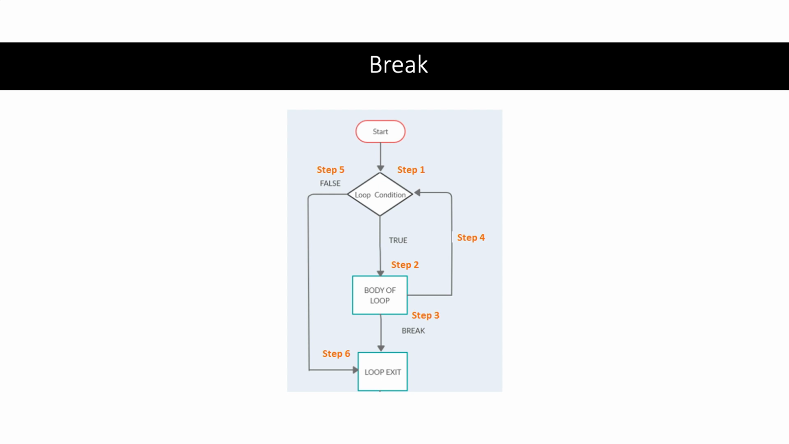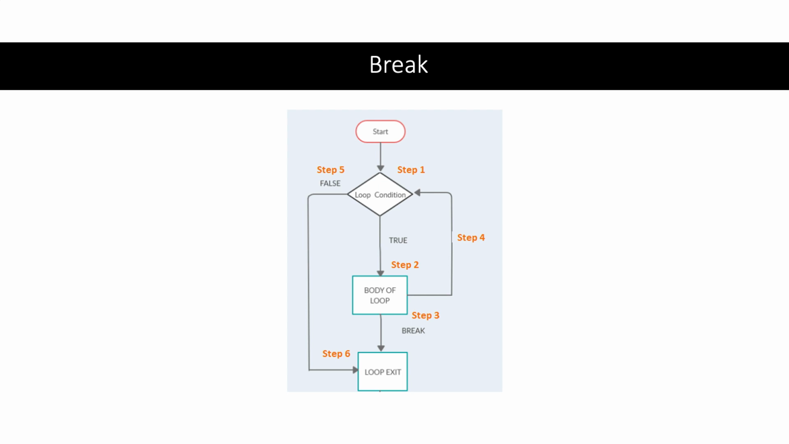The body contains the statements that should run with each iteration of the loop. Now, within the loop body, if a break statement is encountered, as seen in step number 3, Python immediately terminates the loop, bypassing the condition check for further iterations. This sends the control flow directly to the loop exit point, which is step number 6.